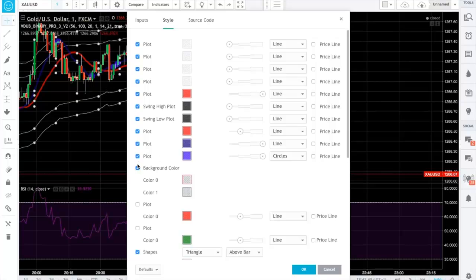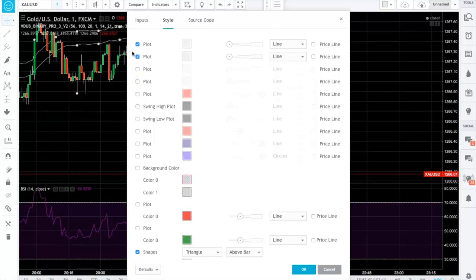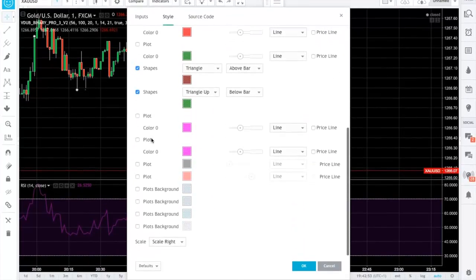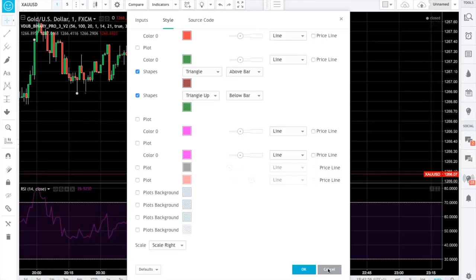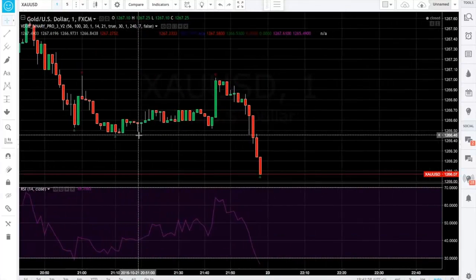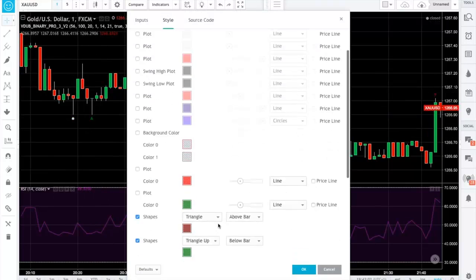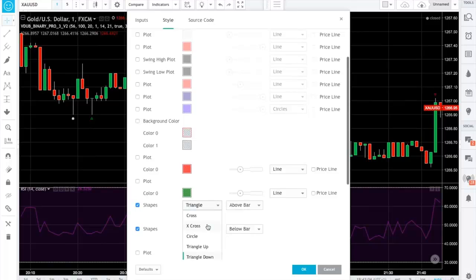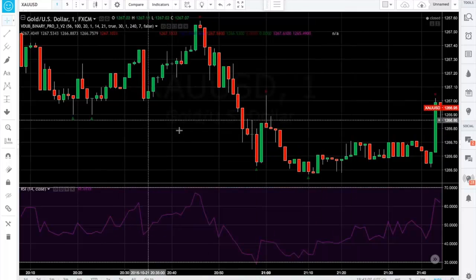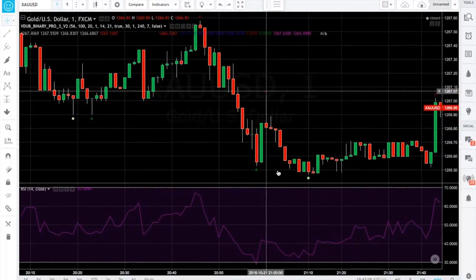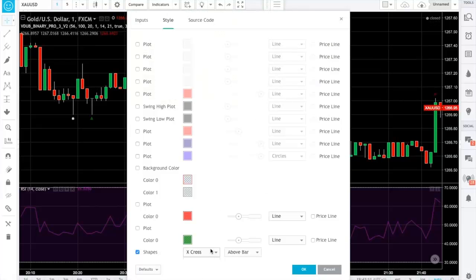Background color, take off all the plots, if you're a bit picky and saying the chart's a bit too messy. So there we go. I've taken off all the ticks, all the checkpoints, and I've just left the two shapes on. As you can see, that means we're left with the buy and the sell signals. Just seeing if there's anything else to make it. No, so we'll just stick with the arrows.